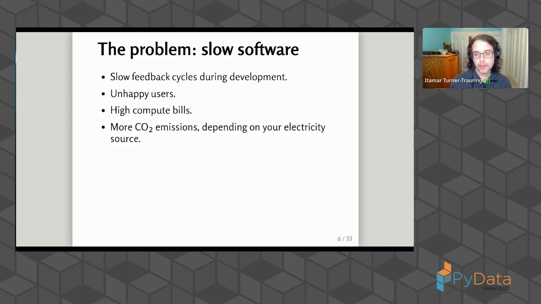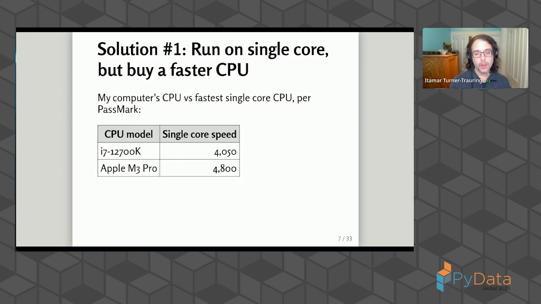And finally, since everything here is running on electricity, if you're using a source of electricity that is non-sustainable, the more computation you do, the more electricity you use, the more CO2 emissions we have. And data centers in general are an ever-increasing percentage of global CO2 emissions. So it's nice to use fewer resources. So that's our problem. Our software is slow.